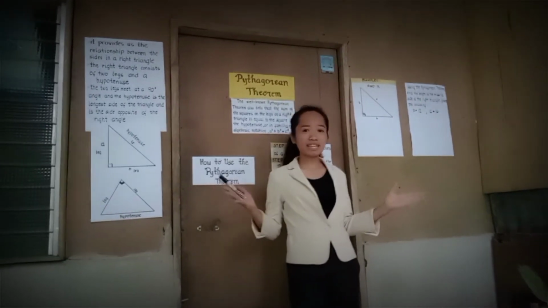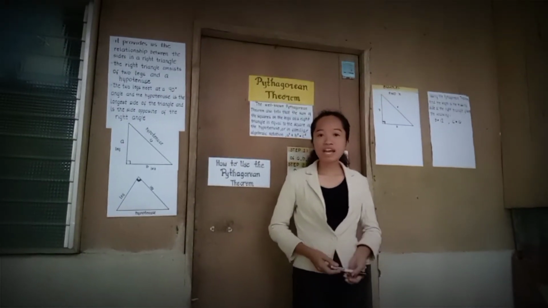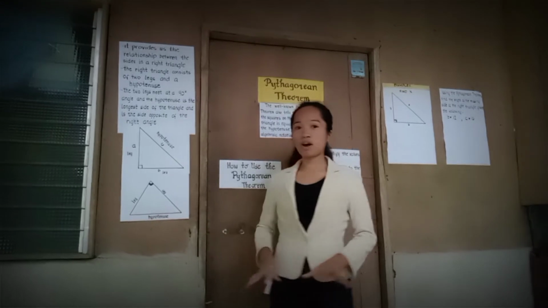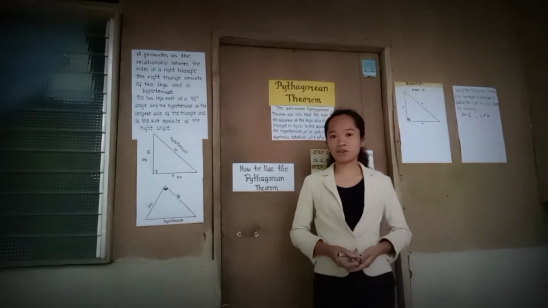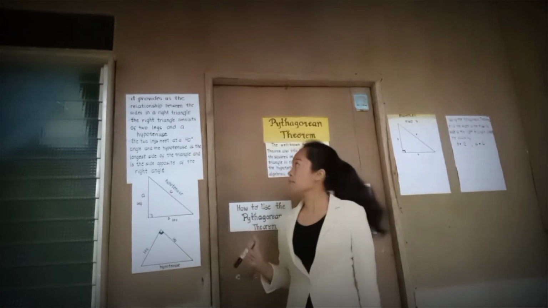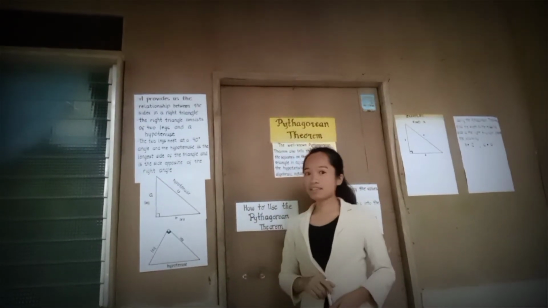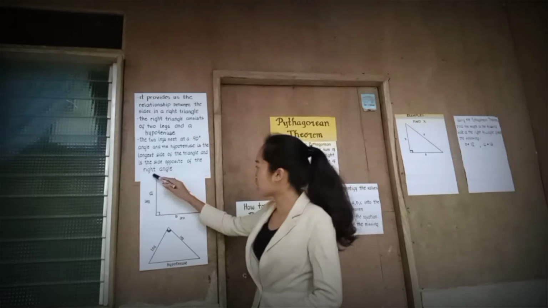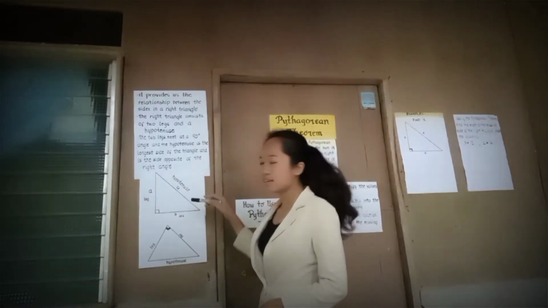So, what is the Pythagorean Theorem? The Pythagorean Theorem is one of the best known mathematical formulas. It provides us the relationship between the sides in a right triangle. So, the relationship of the sides of the triangles.